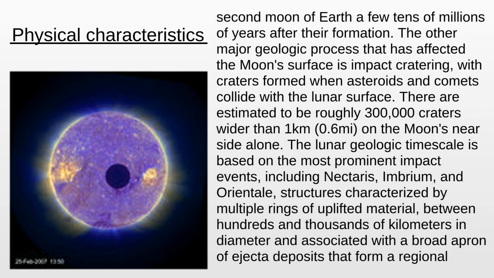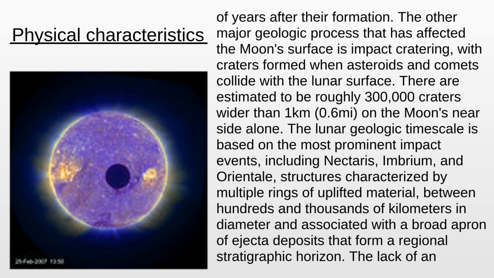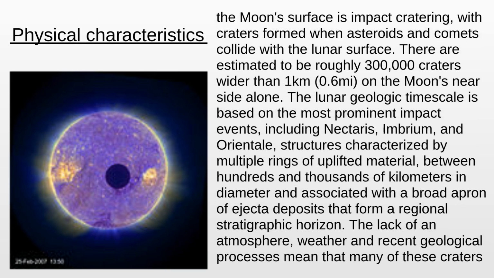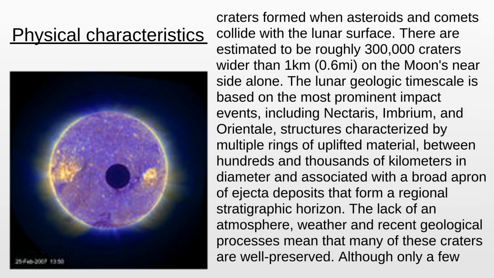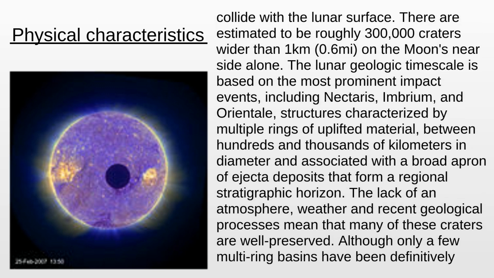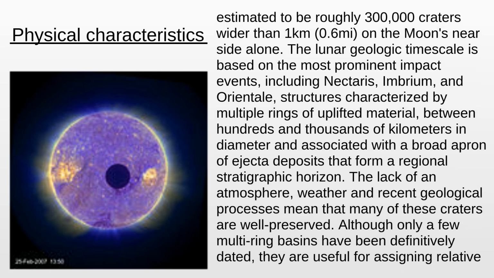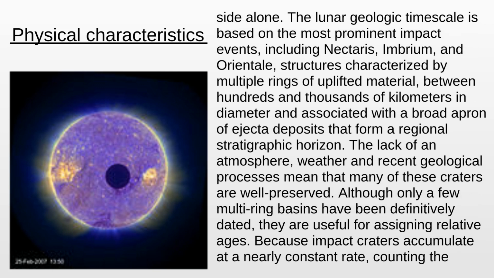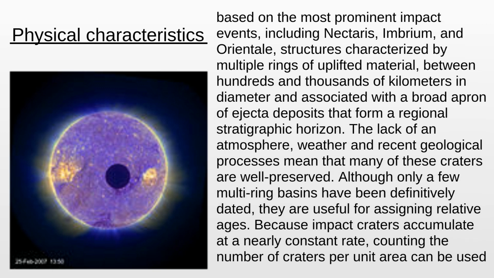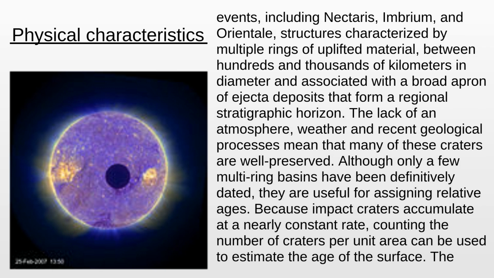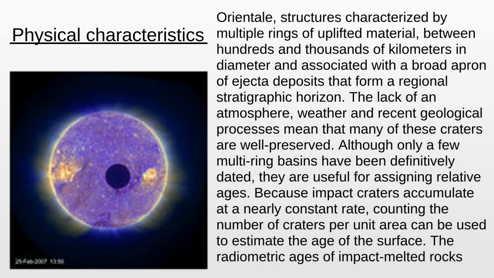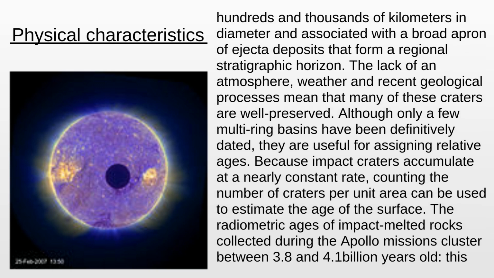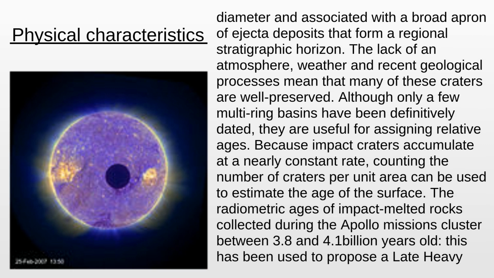The other major geologic process that has affected the Moon's surface is impact cratering, with craters formed when asteroids and comets collide with the lunar surface. There are estimated to be roughly 300,000 craters wider than 1 kilometer, 0.6 miles, on the Moon's near side alone. The lunar geologic timescale is based on the most prominent impact events, including Nectaris, Imbrium, and Orientale, structures characterized by multiple rings of uplifted material, between hundreds and thousands of kilometers in diameter and associated with a broad apron of ejected deposits that form a regional stratigraphic horizon.